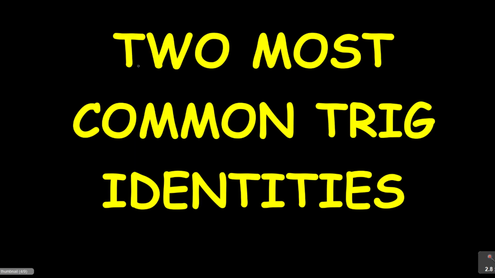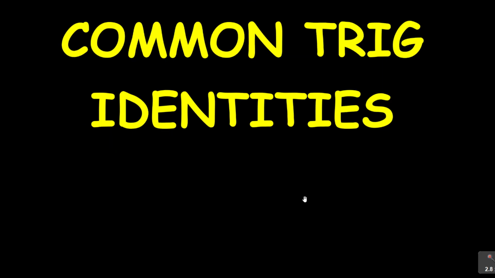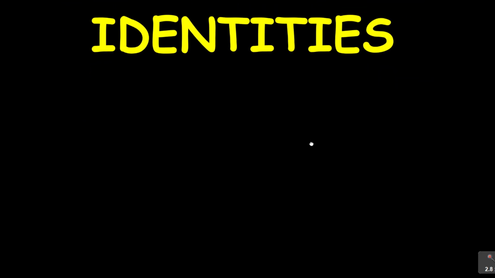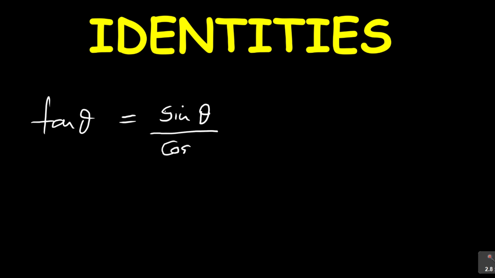Now let's continue looking at the most important formulas in trigonometry. This one says two most common trig identities. So these are very common trig identities. The first one that you need to know, I emphasize this one: what is tan theta? It is equal to sine theta over cos theta. This is a trig identity that you need not forget.